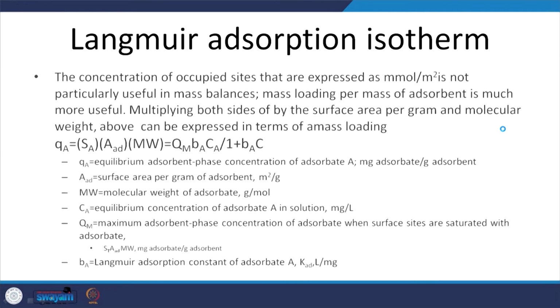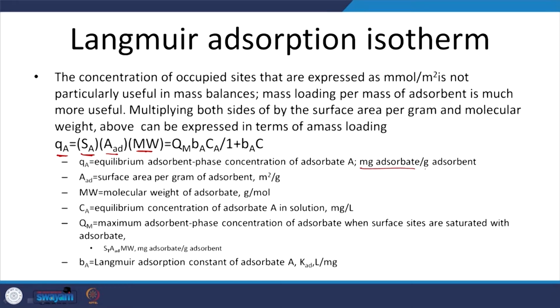So let's see, how do I get Q? This is what I had earlier, moles per meter square, by multiplying with AD, which is meter square per gram, and molecular weight, which is grams per mole. I will end up with milligrams per gram, let's say milligram of adsorbate per gram of adsorbent. That's what we discussed earlier.